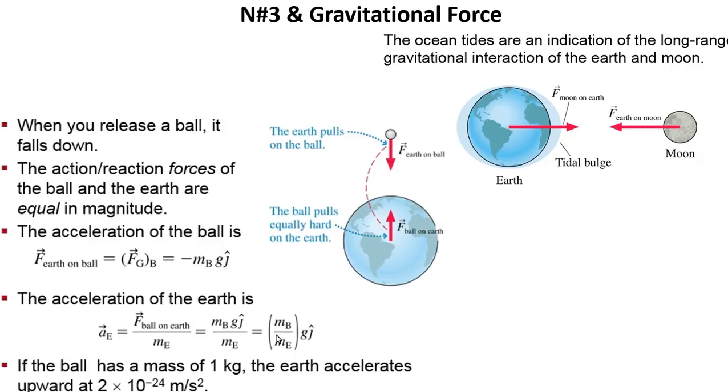well, 1 over 6 is 0.16, and so that comes out to be, rounding it out, 2 times 10 to the minus 24th meters per second squared, effectively zero.